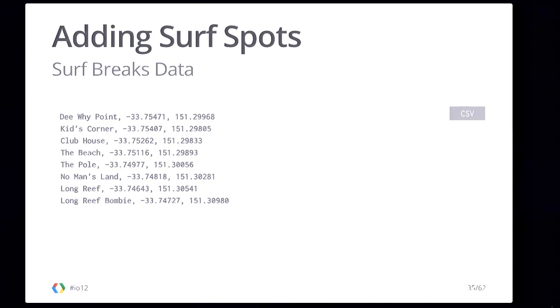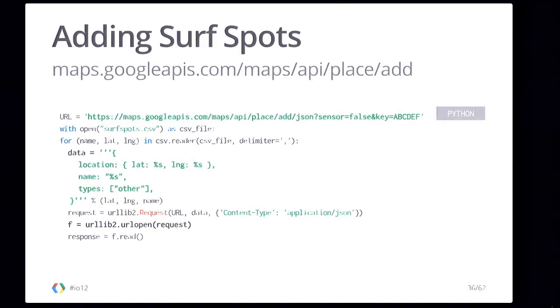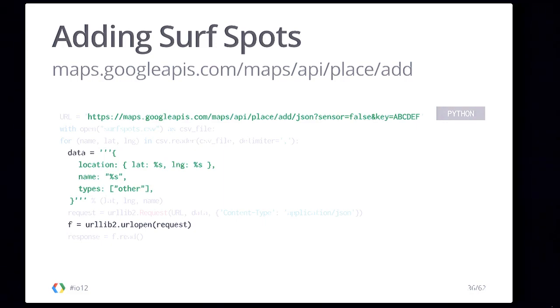So what I have here is a list of all the surf spots just in the DY area, just the name and the location. I'm going to use that data and feed it into the Place API using another endpoint, the place add endpoint. So I just call maps API place add. It's a POST request. I'm parsing the CSV file over there, setting up the request with just the surf spot location and the name, and bang.